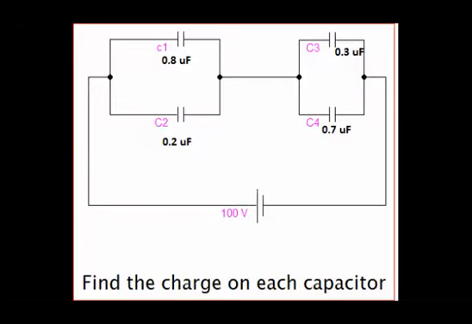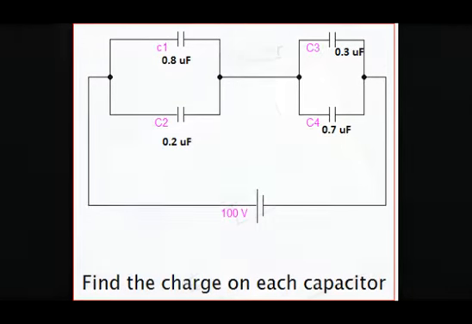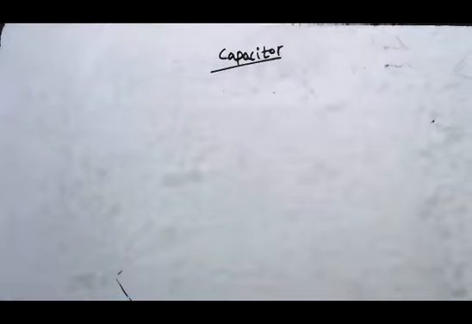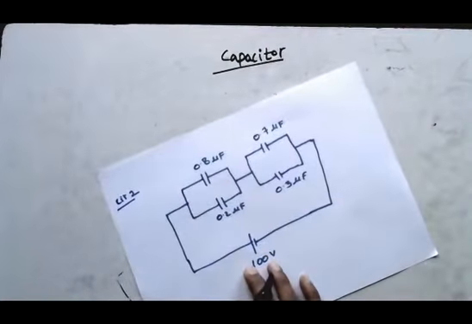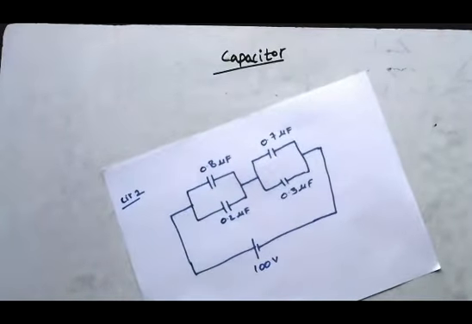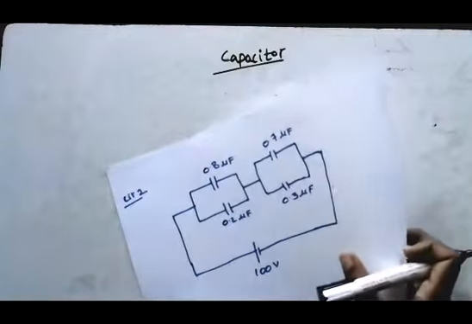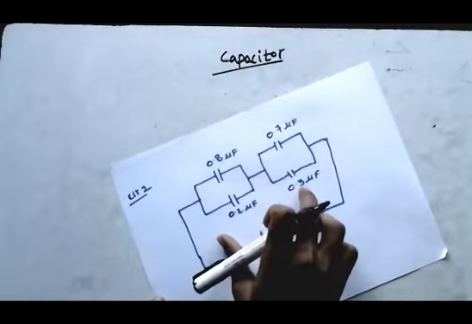Next question. In the next question, we have to find the charge on each capacitor. This is one lengthy problem. See how we will solve this. This is the circuit we have seen on the screen.